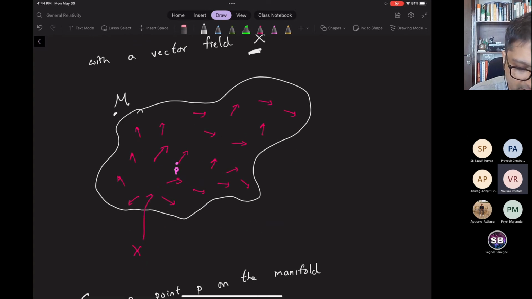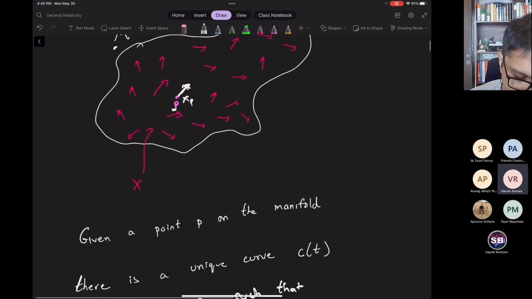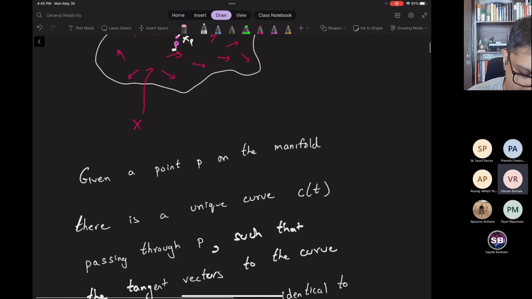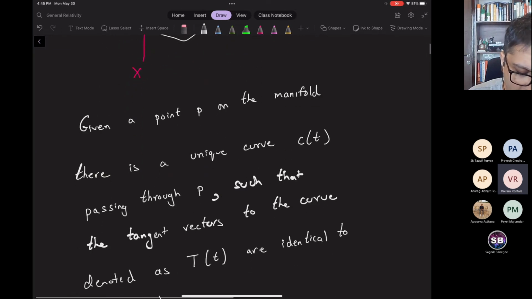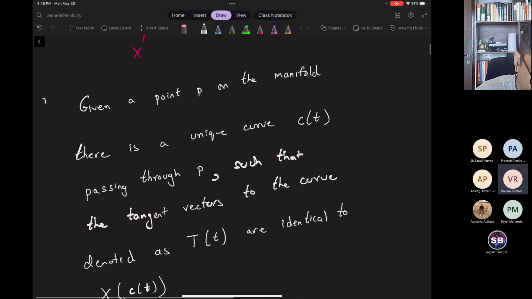At every point, in particular this point P, there is some vector X at P associated with it. I've drawn many vectors, so every point has some vector associated with it. This is a smooth vector field. So now the claim is, okay, so this is a claim.